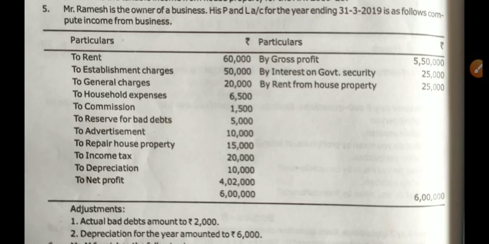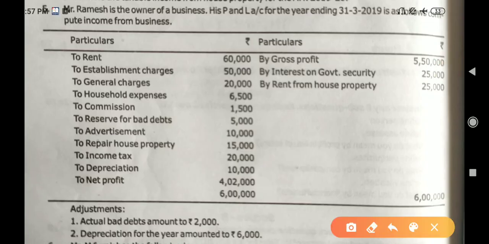On the debit side, rent. There are some items here. Establishment charges is an admissible business expense. General charges, admissible. Household expenses is not admissible, it is an inadmissible expense. So inadmissible expenses are given under the debit side, and what you have to do is add them back to the net profit. So in add items, that is, inadmissible expenses debited in the profit and loss account, you have to write this item, household expenses, 6,500 rupees.